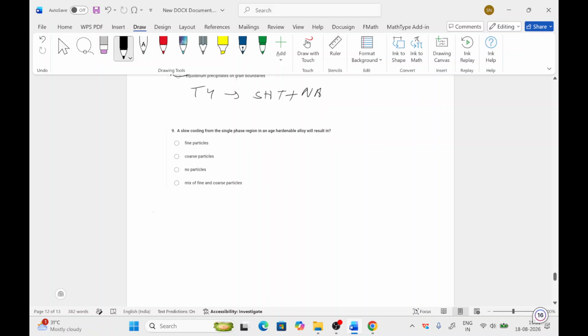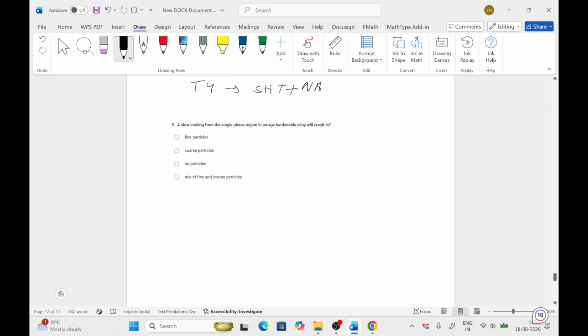Next, a slow cooling from the single phase region in an age hardenable alloy will result in. Slow cooling leads to coarse particles, while fast cooling leads to fine particles.